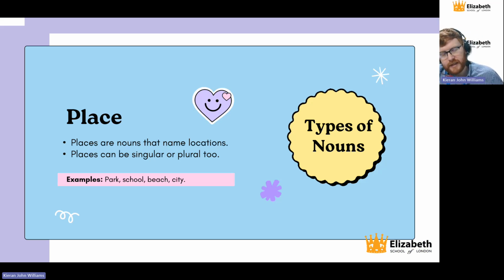But nouns don't just have to refer to people, they can also refer to places as well. You can see the example in the box of park, school, beach, and city. I'm sure you can think of a lot more as well. There are lots of nouns we can use to describe places.